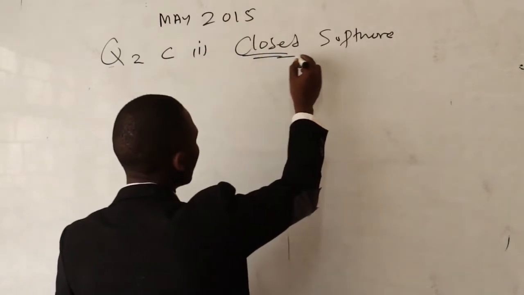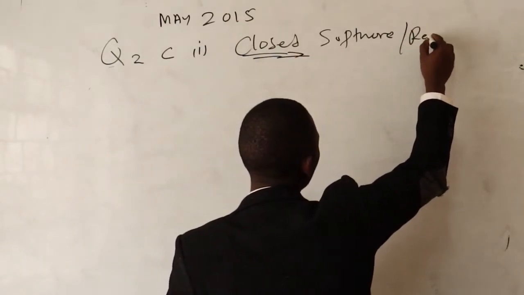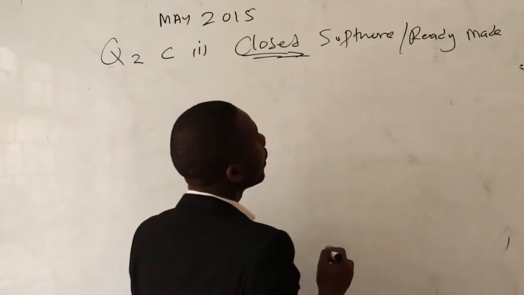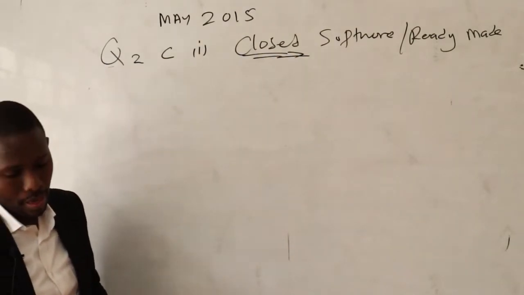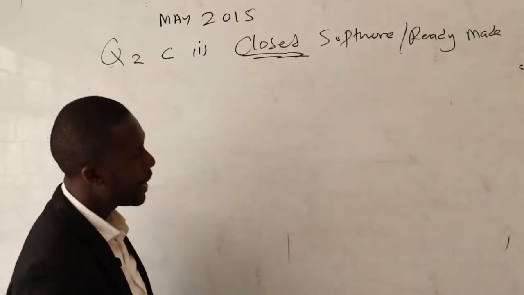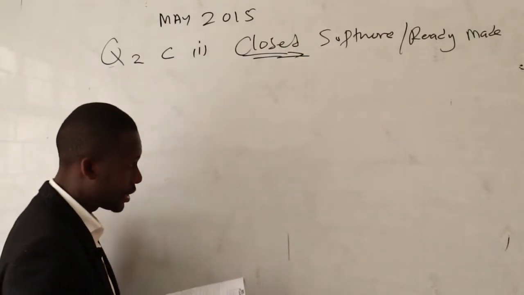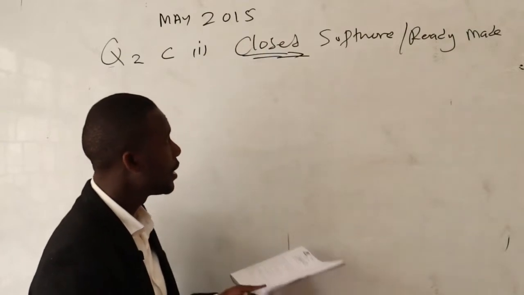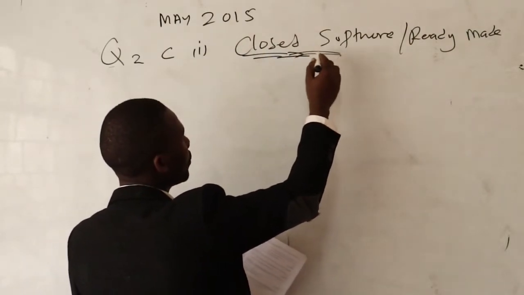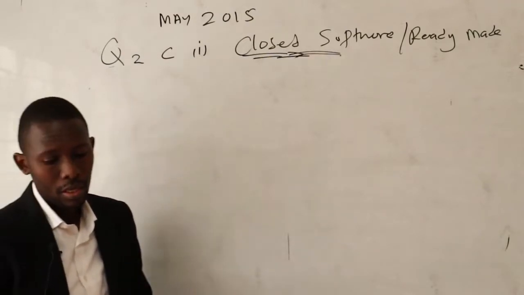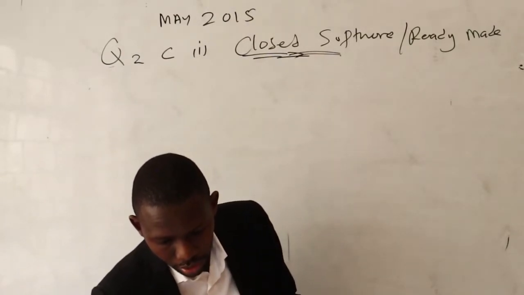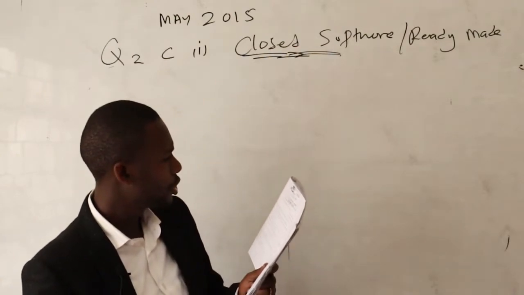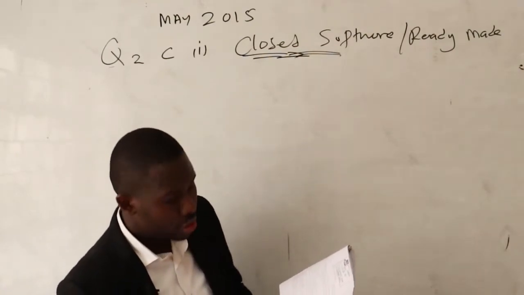So most of these closed softwares are ready-made. Actually, all ready-made softwares are closed softwares because they have been developed, and the programmer, once he developed them, compiled them such that the user will not get the source code. So for the benefits of this closed software, you give the benefits of ready-made softwares. So that is the 2015 question.